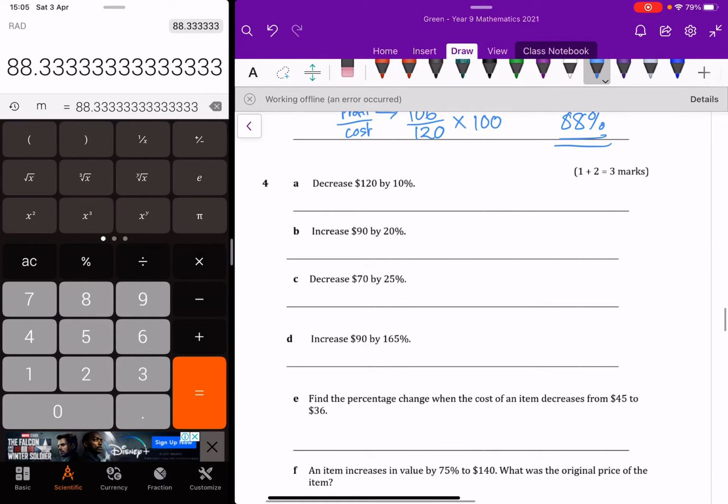Decrease 120 by 10%. So what I'm kind of doing here, by decreasing by 10%, it's like saying, this is the same question: find 90% of 120.